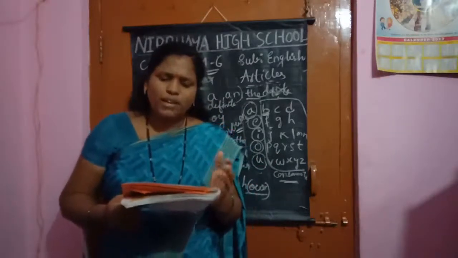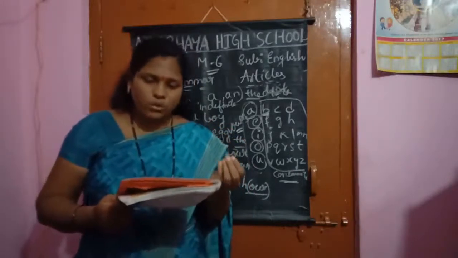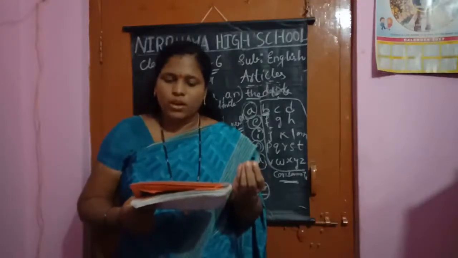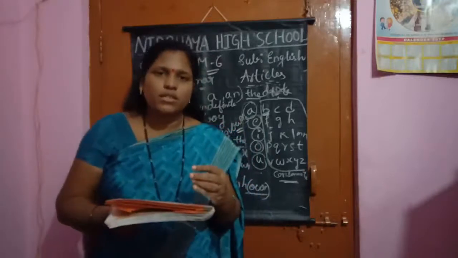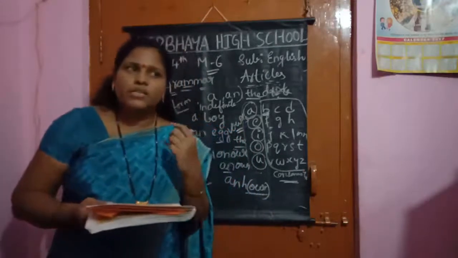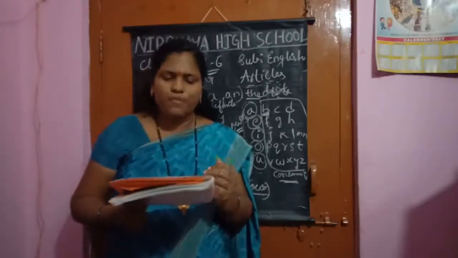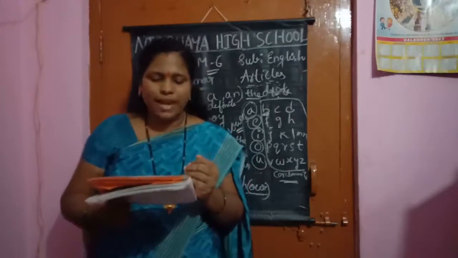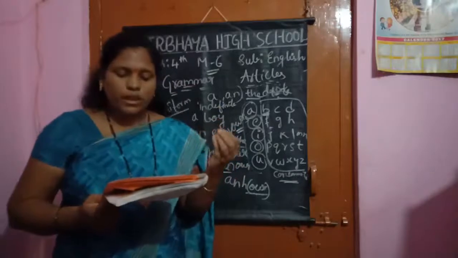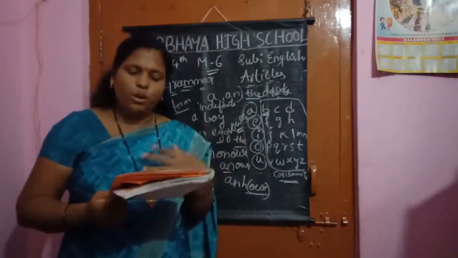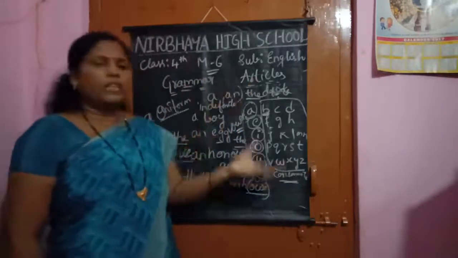We do not use articles before abstract nouns also, like creativity and patience. Abstract nouns are things which we can't touch. We don't use articles before names of people, countries, towns, subjects, languages. Means we will not use articles for some countries' names, towns, subjects. Remember this, children. Now we have done the articles.